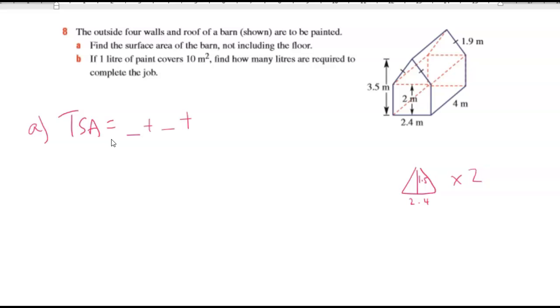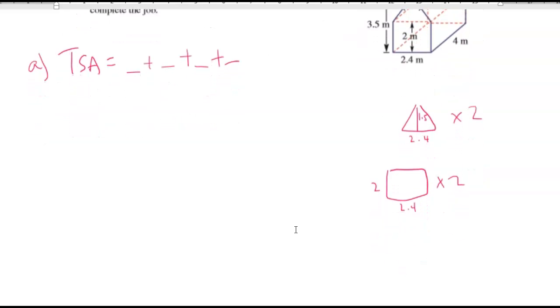All right, so let's do now the rectangle part that the triangle is sitting on. So it's 2.4 and 2, and we've got 2 of them. So we've got those 2 surfaces. And then we've got the sides here of the barn. So I'm just going to scroll up there, rectangles 2. So we've got 2 of them. And what are they? 4 by 2.